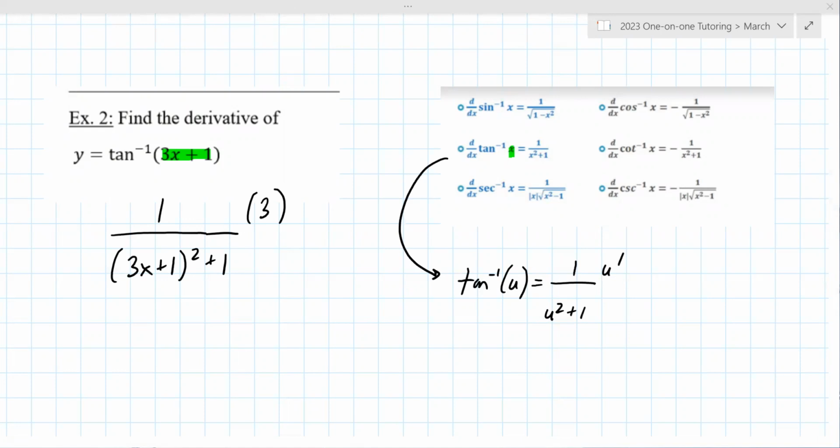Okay. So any questions on that before we move on to the next example? Yeah, that makes sense. Okay. Sorry, I lost my place. There it is.